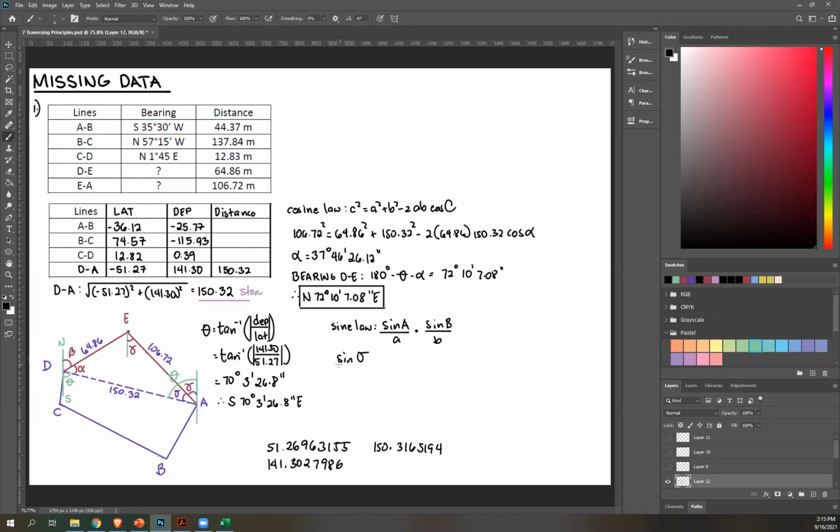So sine sigma over, now its opposite length is this, 64.86, equals sine. We're going to use an angle that we know, which is alpha. So sine alpha over opposite length, which is 106.72. Also, this is the better choice to use because we're not relying too much on our solved values. We're using the given length of DE and EA. We're no longer using the solved for length of DA. So now using this equation, let's try to solve for sigma.